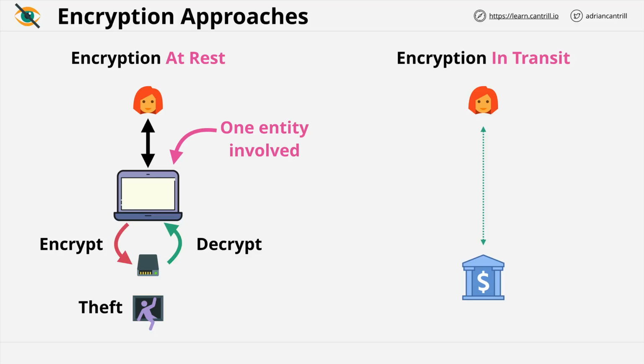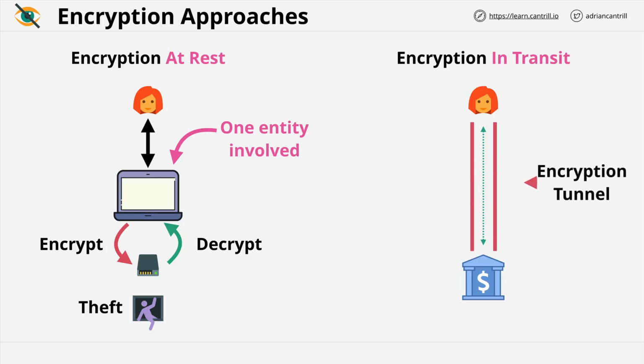What you're essentially doing with encryption in transit is to apply an encryption wrapper, a tunnel around the raw data, and anyone looking from the outside would just see a stream of scrambled data. Encryption in transit is generally used when multiple individuals or systems are involved. So let's move on and talk about encryption concepts.